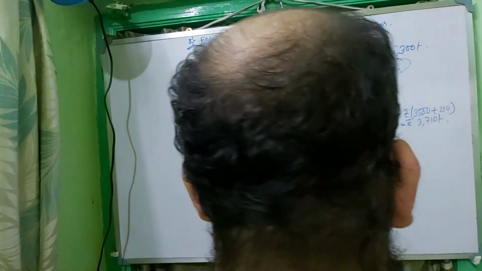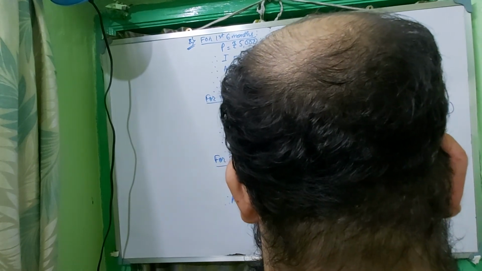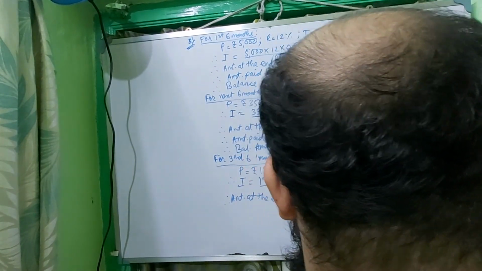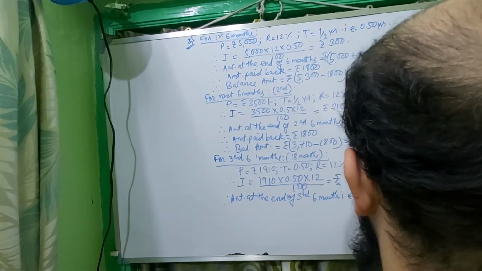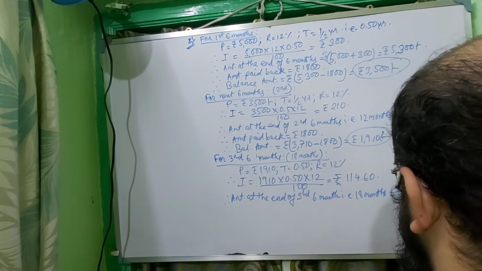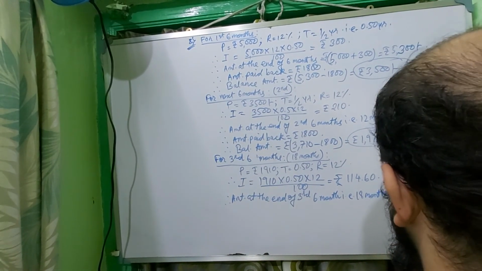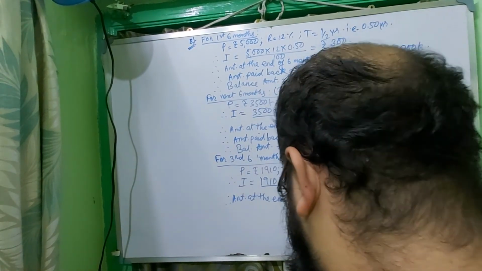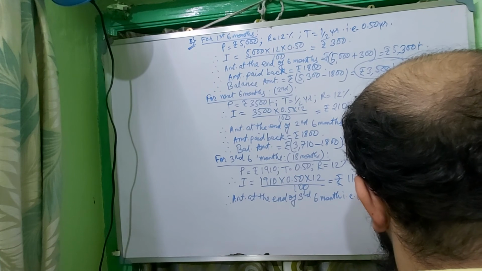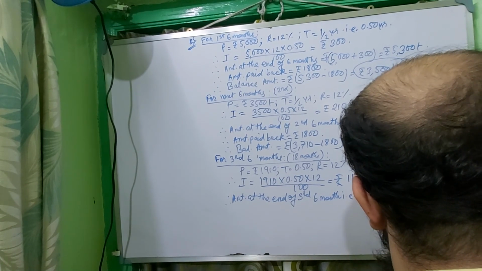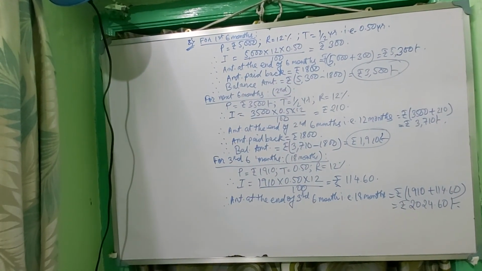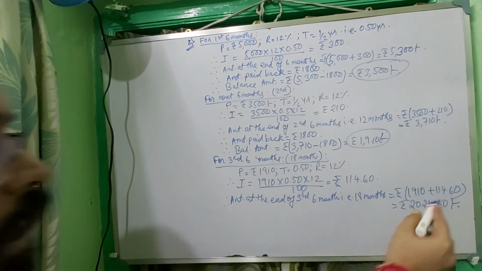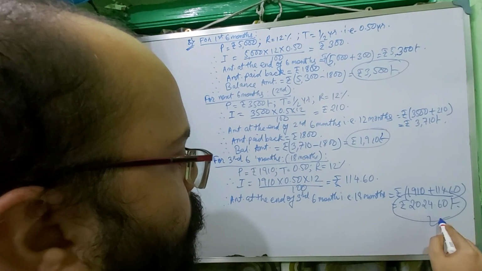Therefore, the amount at the end of the third 6 months, that is 18 months, is equal to rupees 1,910 plus 114.60. If you calculate this, it will be rupees 2,024.60. This is the answer.